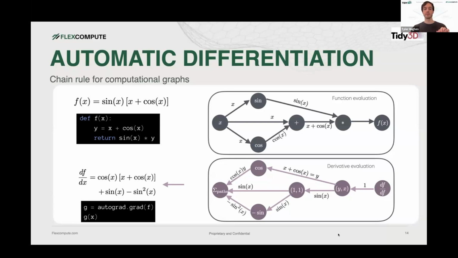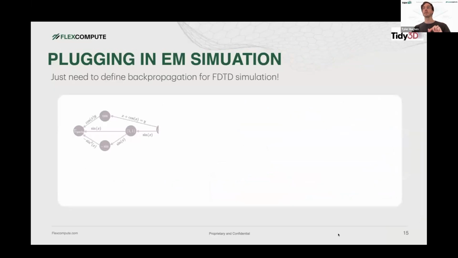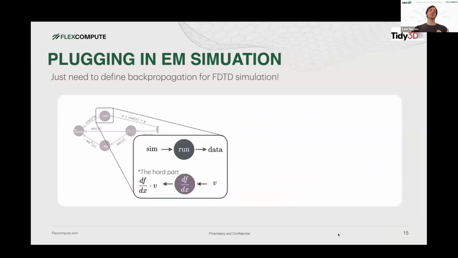So this is the tool we want to leverage for inverse design. The key is that, of course, AutoGrad or PyTorch, they don't know anything about Tidy3D or FDTD simulations. And in the computational graph of your figure of merit, you're going to encounter some FDTD simulation, right? So the whole trick of Tidy3D is we said, well, if we encounter a node that is running a simulation, we just need to tell AutoGrad, for example, how to backpropagate the derivative information through that node.